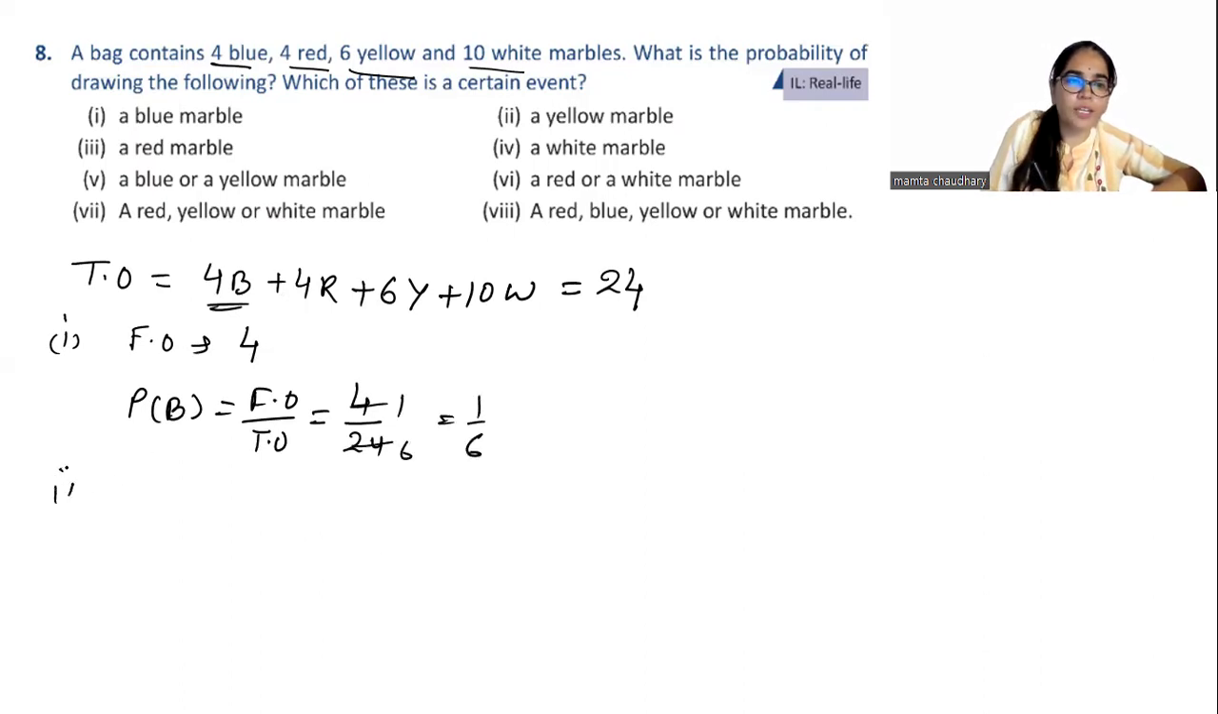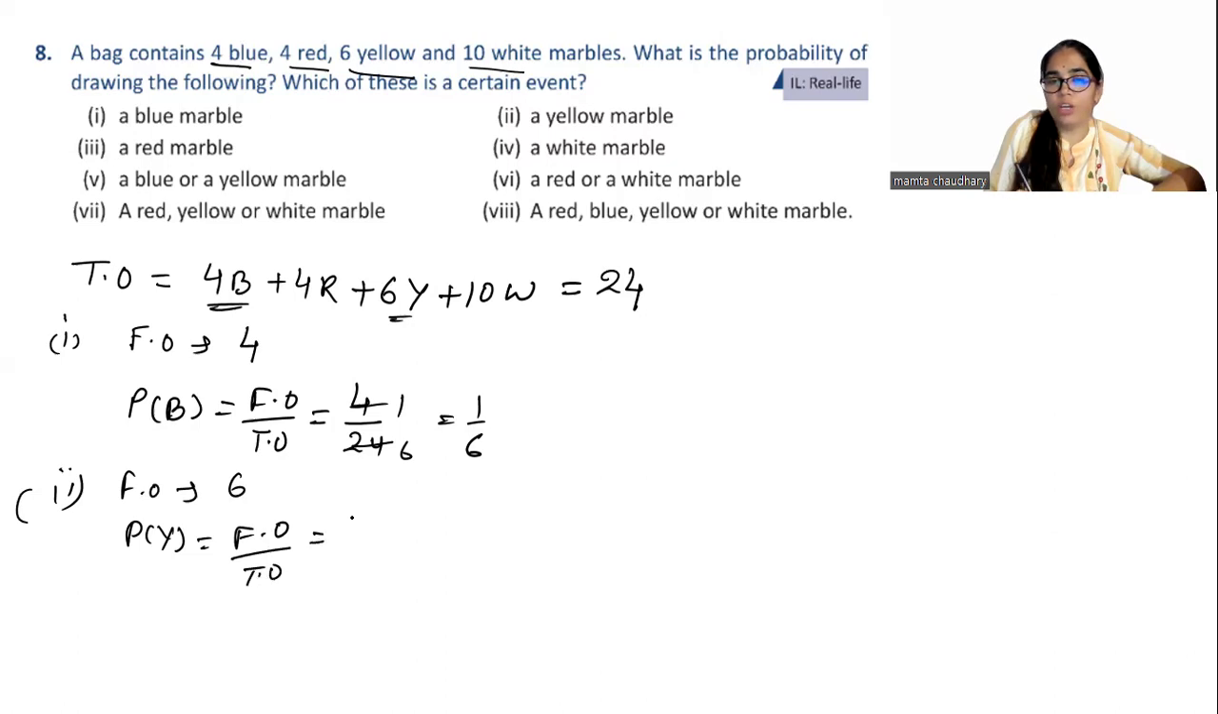Now second one, a yellow marble. Favorable outcomes: how many yellow marbles are there? 6. So probability of a yellow marble is favorable outcome upon total outcome. Favorable is 6, total 24. 6 1s are 6, 6 4s are 24, so 1 by 4. Right?